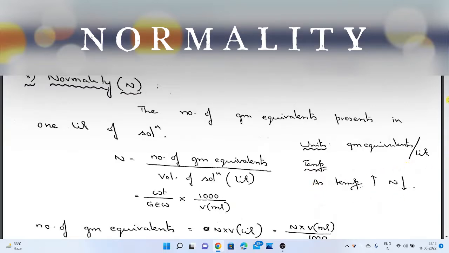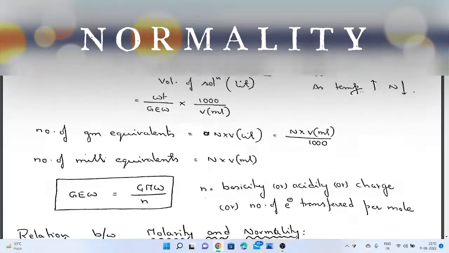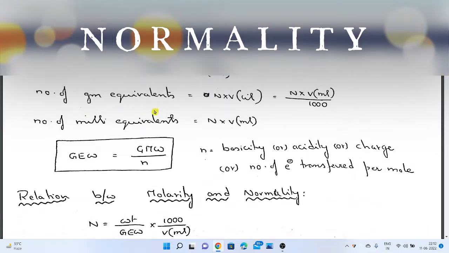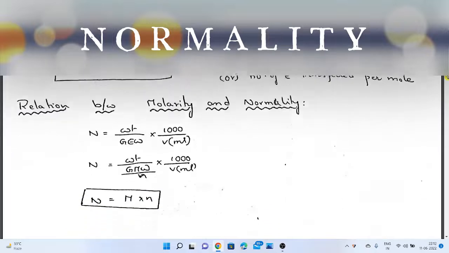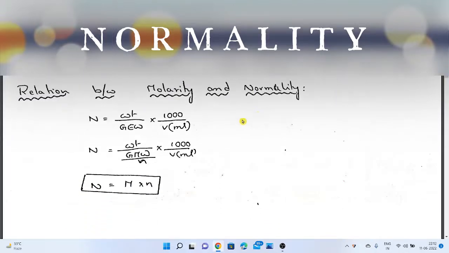Normality is equal to the number of gram equivalents divided by the volume of the solution in liters. If the volume of the solution is in milliliters, we use the formula: weight by gram equivalent weight into 1000 by V milliliters. Here the units are gram equivalents per liter. If temperature increases, normality decreases for any solution. Here the number of gram equivalents is equal to normality into volume of the solution in liters, and that is equal to N into V milliliters by 1000.